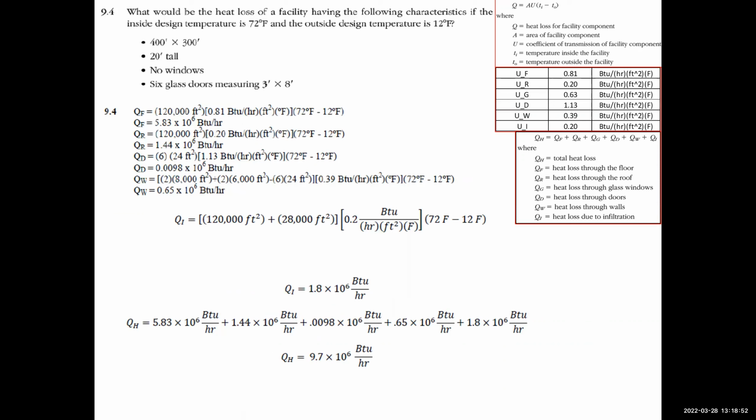Okay, so in terms of the problems, I just want to give you an idea what you should expect in the exam. Something like this, you work on this in the classroom, we'll work on this problem. And also we have an assignment associated with this. If I ask you a problem like this, I'll have to provide you with the U coefficients for transmission of each facility component. Those will be provided, and then I'll give you the information about the facility.